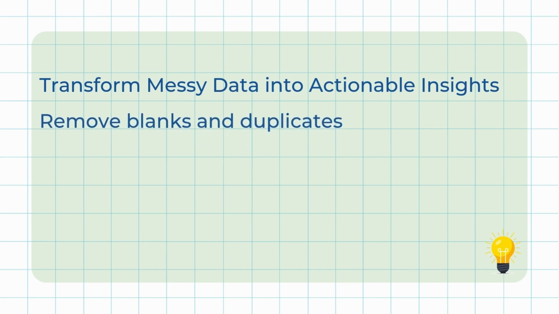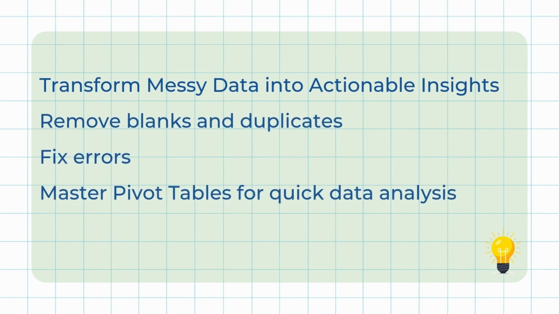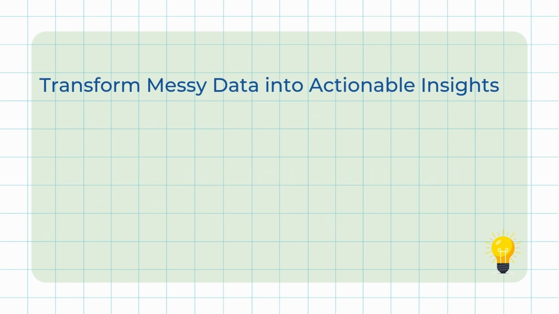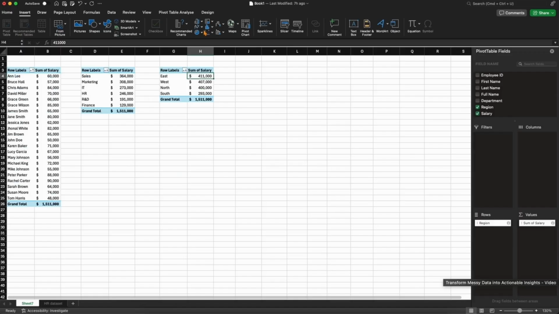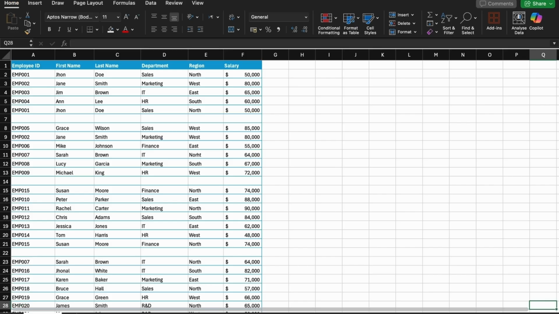You will learn to remove blanks and duplicates, fix errors, and master pivot tables for quick data analysis. Along the way, you will also discover powerful Excel tools and features for holistic data analysis. Plus, I will share some bonus tips to help you work smarter and faster. So let's jump in and turn this messy data into something that shows clear patterns and helps us make better business decisions. You can download the practice file from the link below.